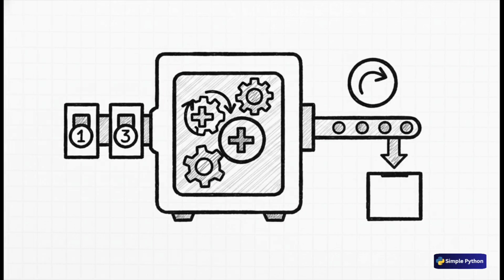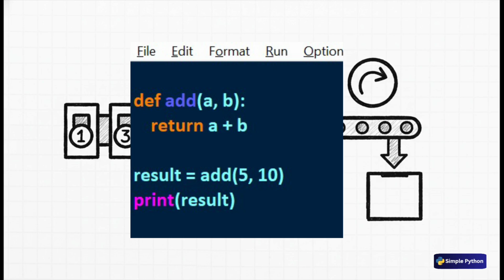And it's not just a one-way street. Functions can also give you something back. They can do a calculation and hand you the answer. That's what the return keyword is for. Our add function here takes in two numbers, adds them up, and then return literally sends that result back out. We can then catch that result and store it in a variable like result here. This is absolutely crucial for any kind of calculation.